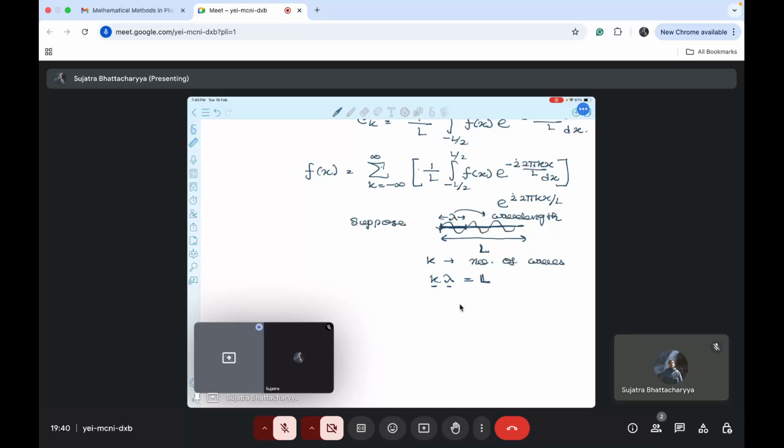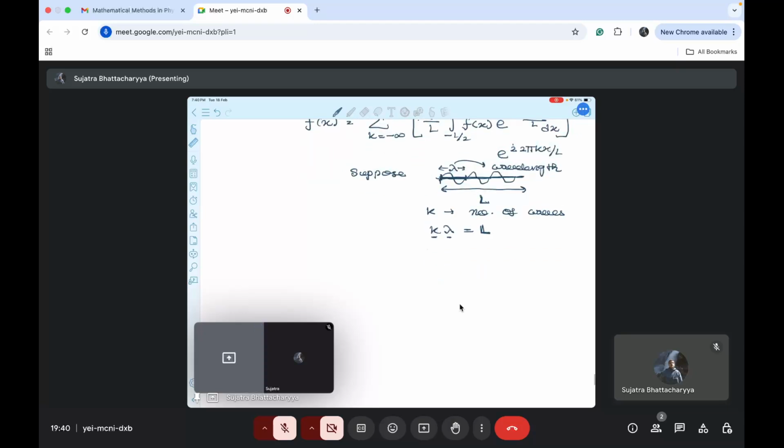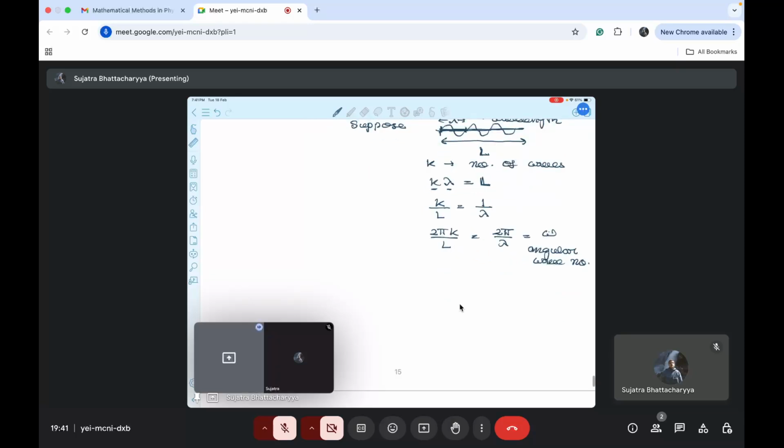Okay, this is the important thing. Now k by L will be 1 by lambda. Let's multiply by 2 pi. 2 pi k by L will be 2 pi by lambda. I define this 2 pi by lambda as something which is called omega, the angular wave number. Now if I differentiate, say 2 pi delta k by L, what will happen? This will be equal to delta omega.